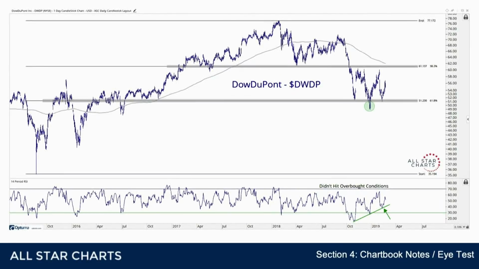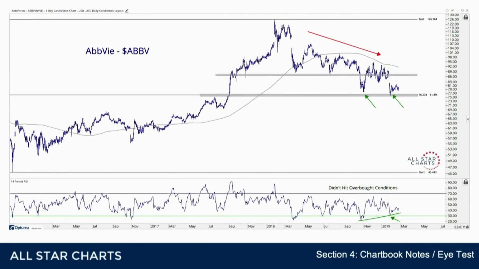Dow DuPont, rolling over below a downward sloping 200-day, kind of consolidating here. Momentum hasn't gotten overbought yet. So if we break those lows around 51, yeah, I can make the case for being short. But for now, it's more of a hot mess between 51 and 61. AbbVie, another one, kind of rolling over here, retesting the lows. So if we break that 76 level, sure, I can make a case to be short. But again, not an A plus short setup by any means.